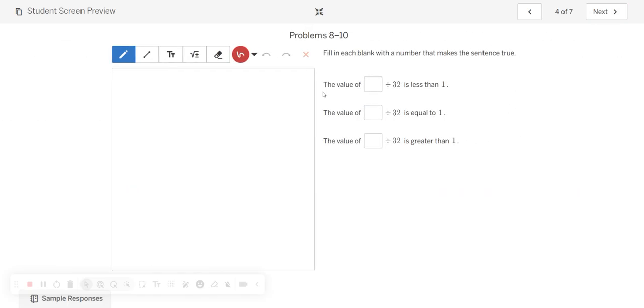Here we go. Here you get to pick any numbers you want. And so to make something equal to 1, the numbers have to match. So this has to be 32. To make it less than 1, it has to be less than 32. So 31 would work, but 29, 28, whatever also works. And over here, anything bigger than 32, so 33 would work.